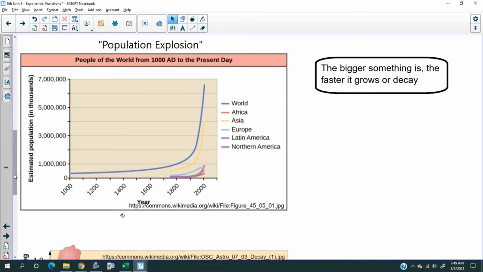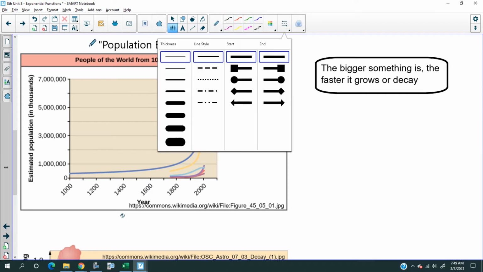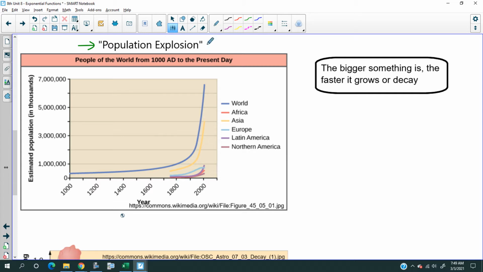So one of the first things I want to show you is, I don't know if you guys have ever heard of this phrase. It's the phrase that we give to the phenomenon, which is population explosion. If you look at the figures of population growth around the world, you will see that the way the population expands around the globe follows an exponential function.